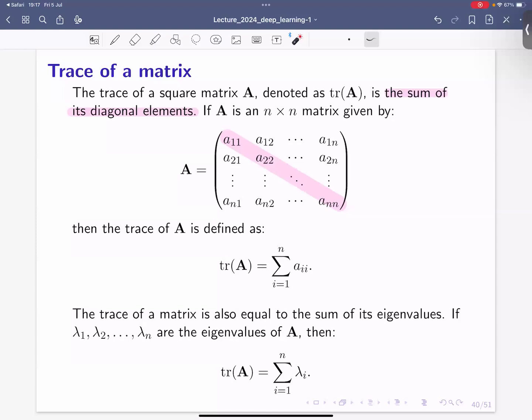So here you just have a sum from i equal 1 to n, and you're just summing all the entries on the diagonal. Equivalently, the trace is also equal to the sum of the eigenvalues. So that means that you can write the trace here in this way, right? You're summing over the n eigenvalues of the matrix.